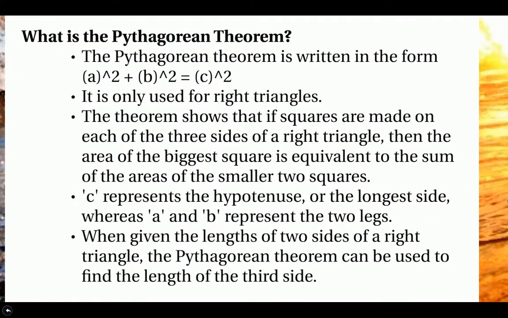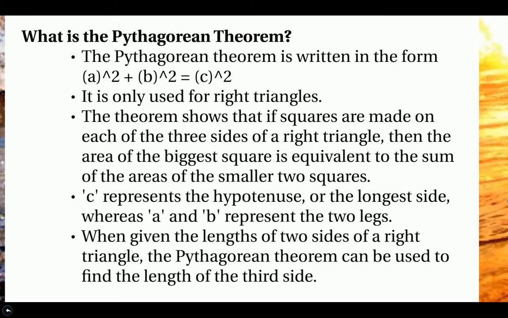Alright, so what is the Pythagorean theorem? The Pythagorean theorem is written in the form a squared plus b squared equals c squared. It is used only for right triangles. The theorem shows that if squares are made on each of the three sides of a right triangle, then the area of the biggest square is equivalent to the sum of the areas of the two smaller squares. C represents the hypotenuse, or the longest side, whereas A and B represent the two legs.